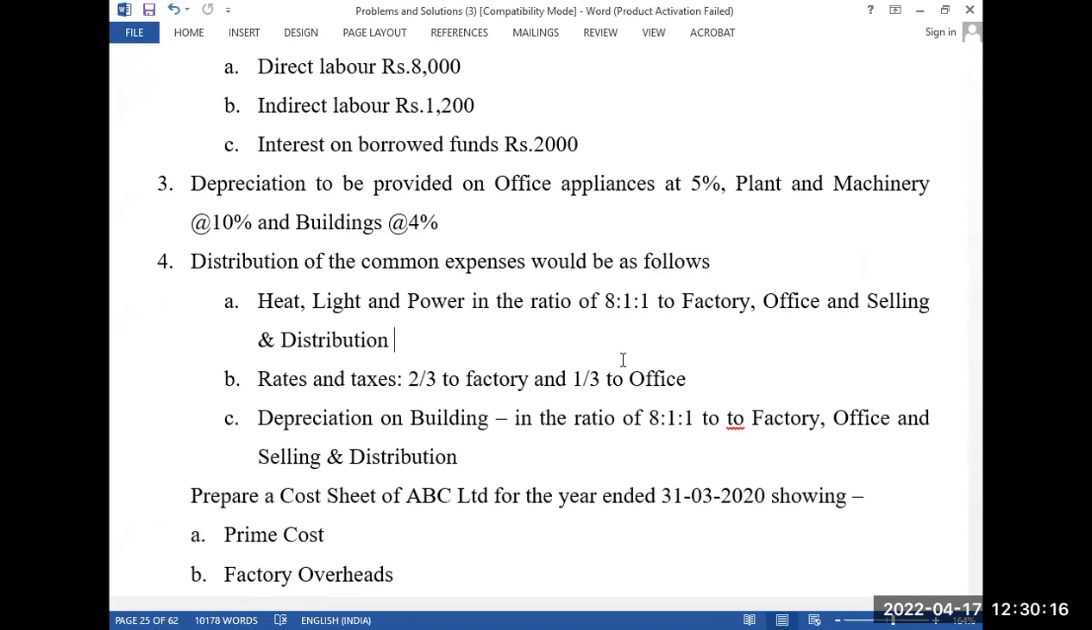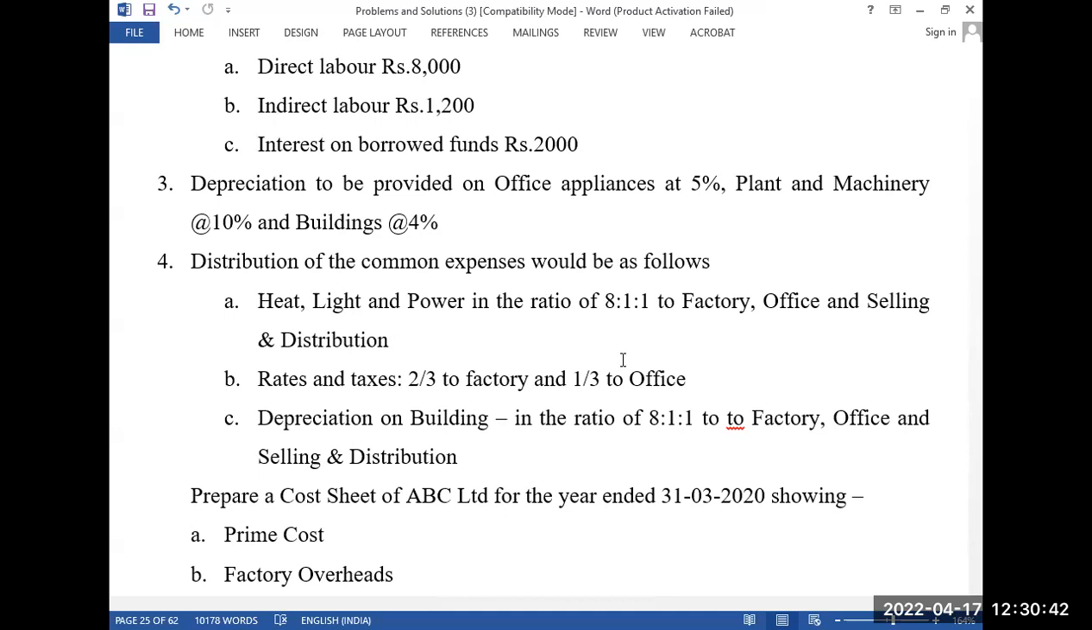Are you able to get it? Simple logic. 65,000 is the total. That expense is divided by 3 departments: factory, office, selling and distribution, in the ratio of 8:1:1. The total is 10. Total expense divided by 10 will give one part of the expense. Now multiply by the number of times, 8:1:1.